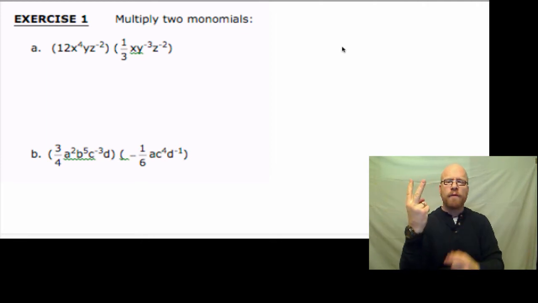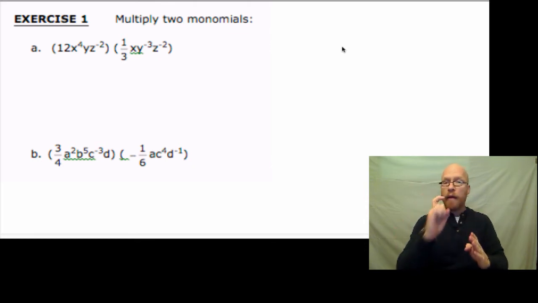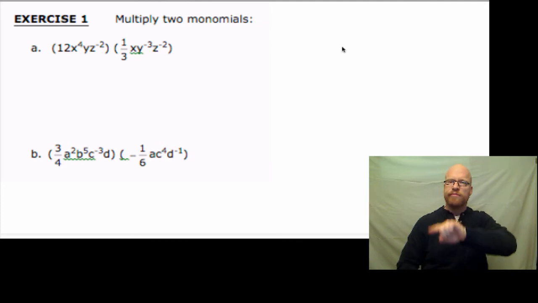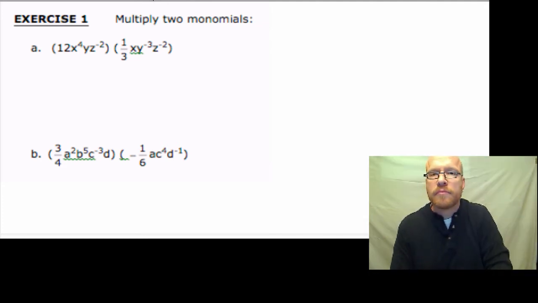The example A, we have 12 times 1/3. We can multiply numbers together. Then we have x to the fourth times x. We can multiply that together. So we'll go through each variable by itself.